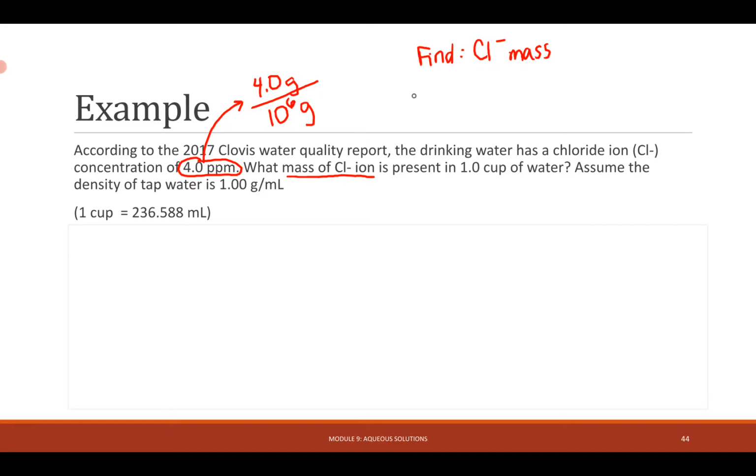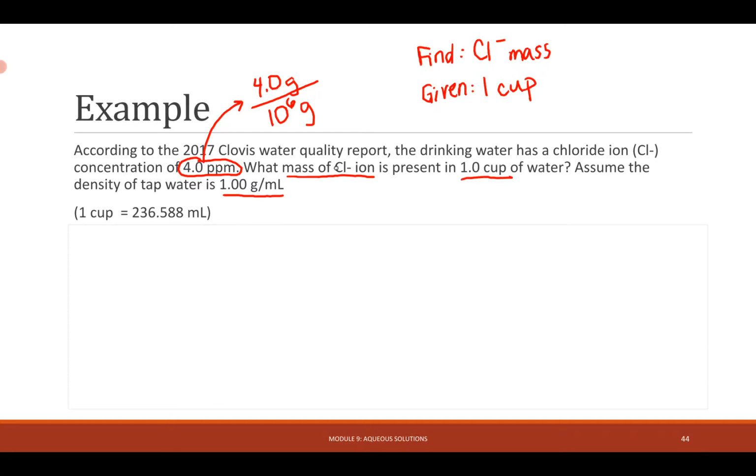And then it says in 1 cup of water. And so I'm given 1 cup of water. What mass is in 1 cup of water? And then I can assume the density of the tap water is 1 gram per milliliter. So let me think about how I can connect my units together to solve this problem.